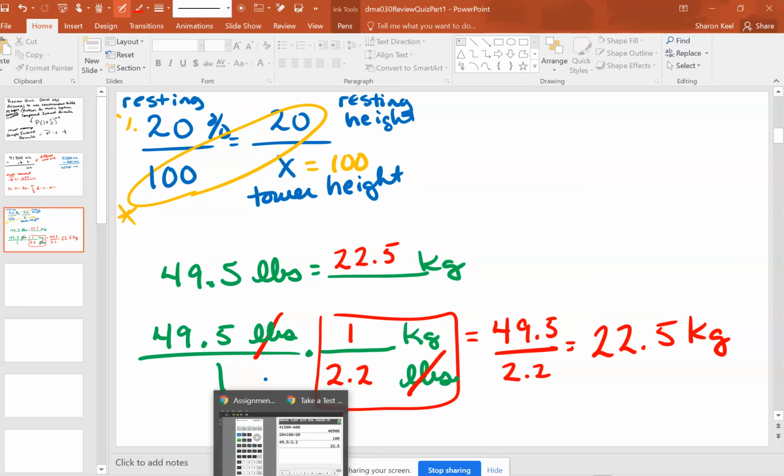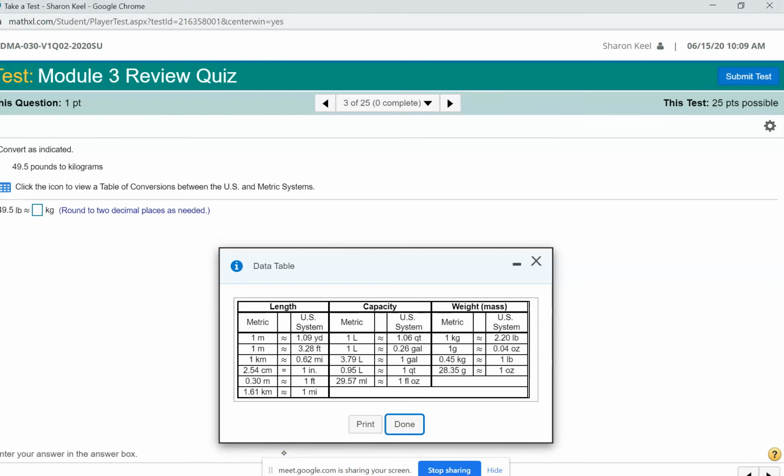And you would always just double check here. It says round to 2 decimal places is needed. Ours only went 1 place, so you give everything that you've got. If it went more than 2 places, you would round to 2 places.